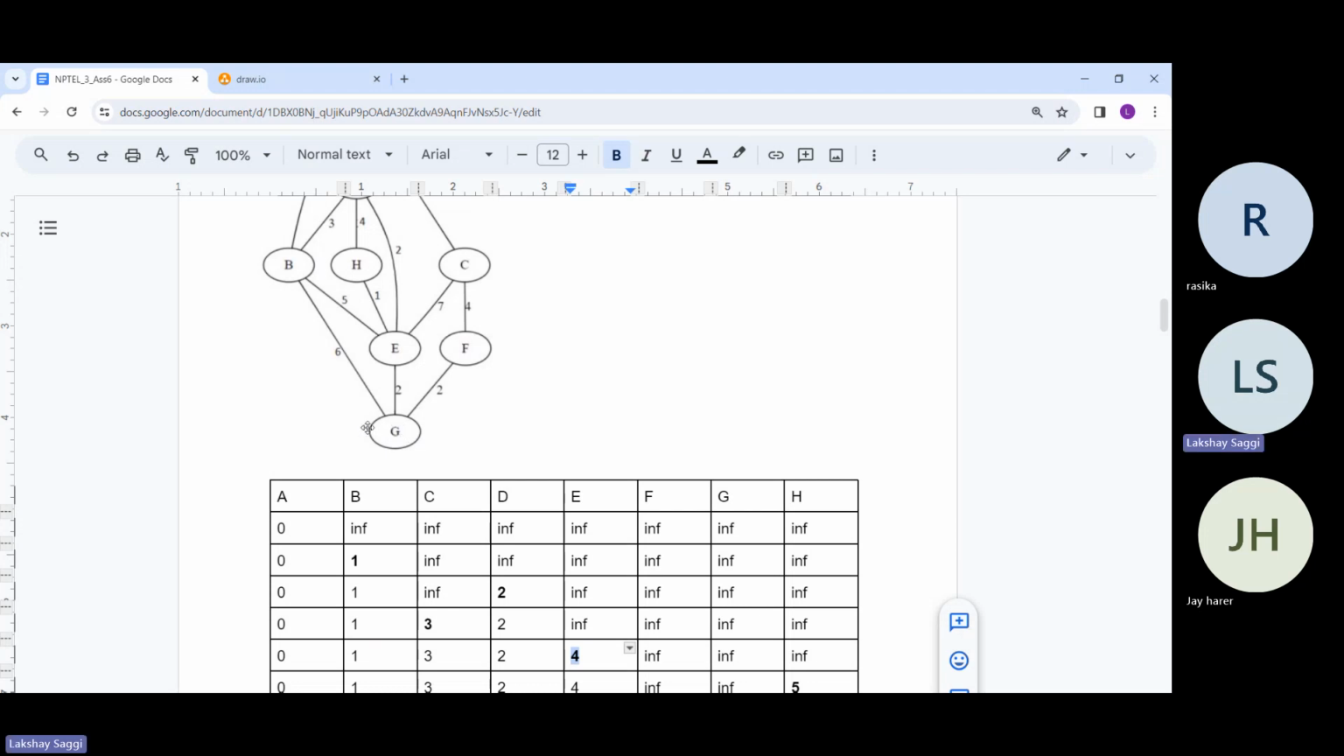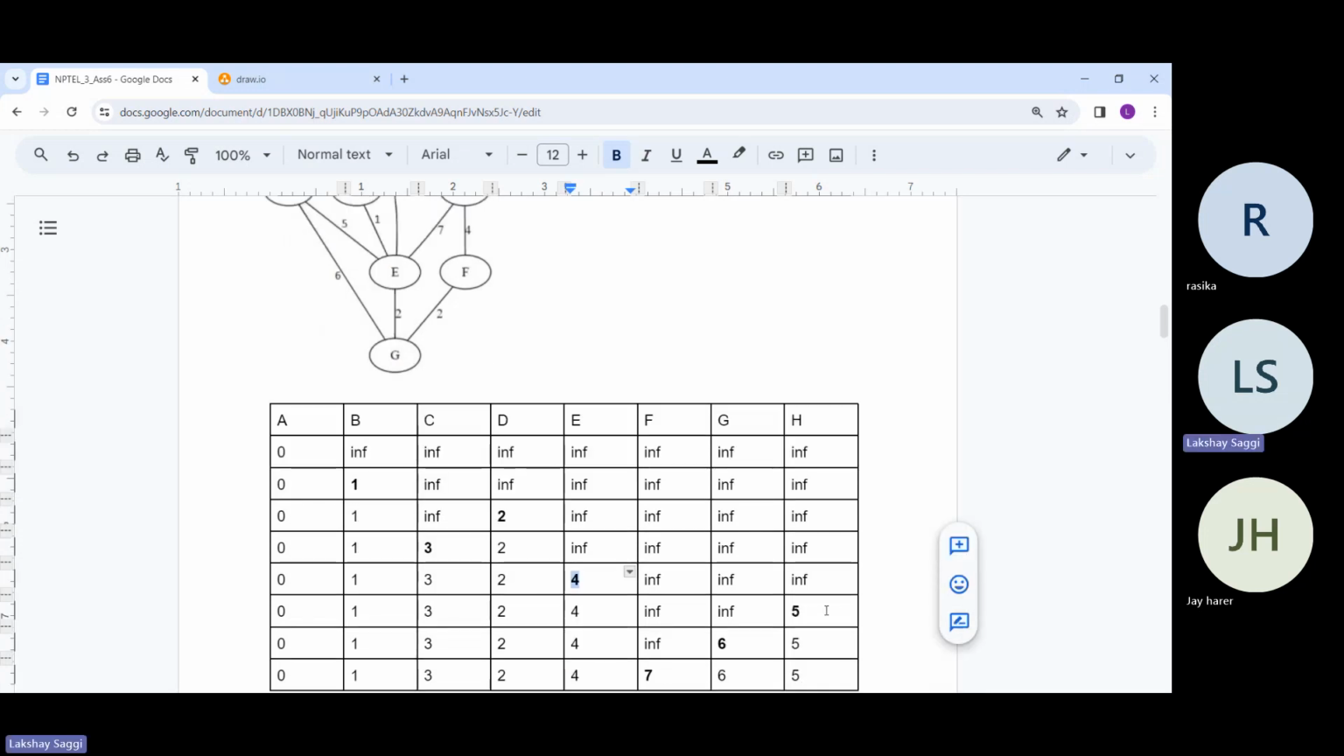And note that 6 is again greater than 5. So we found out that the distance for H was 5, whereas the distance for G is 6. So again, H is actually nearer than G also. So among H, F, and G, H is the nearest. So that's why we fix the value of H as 5 in this iteration.